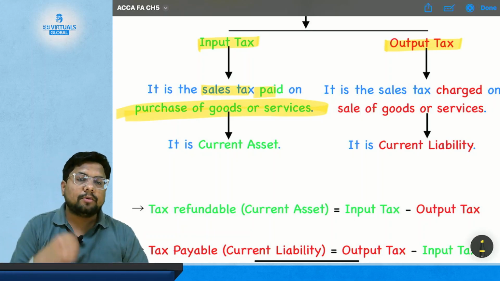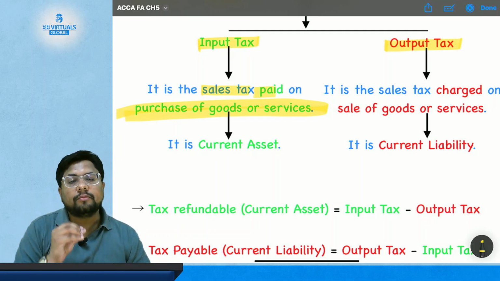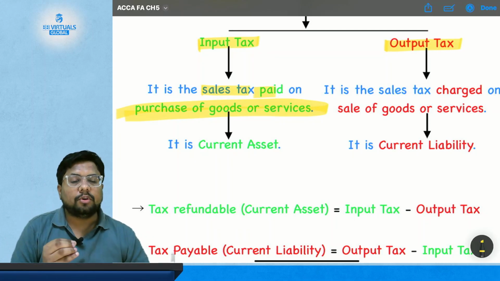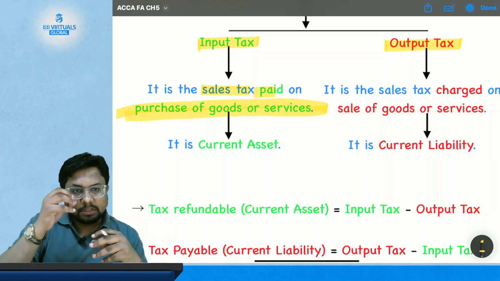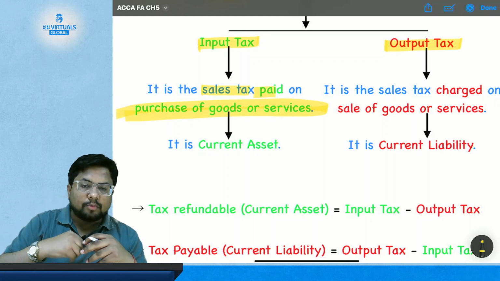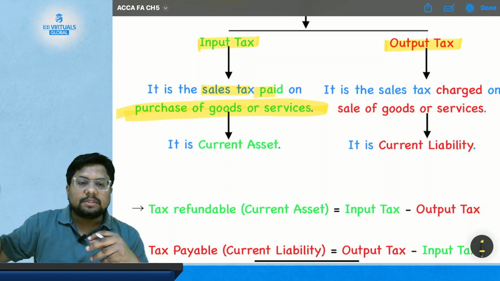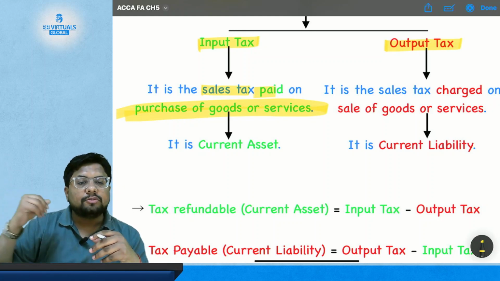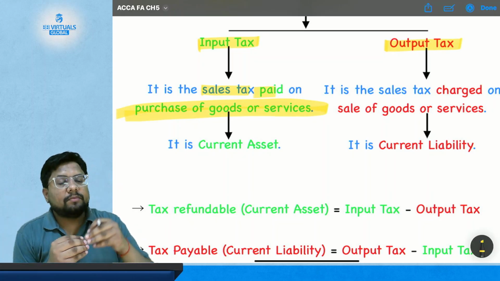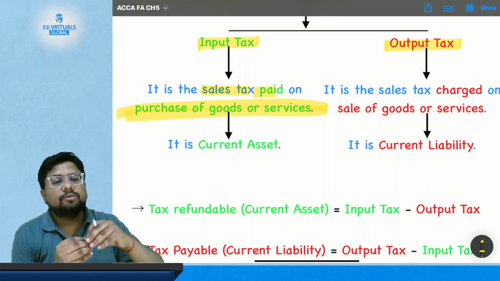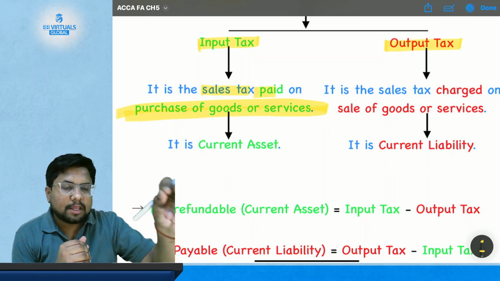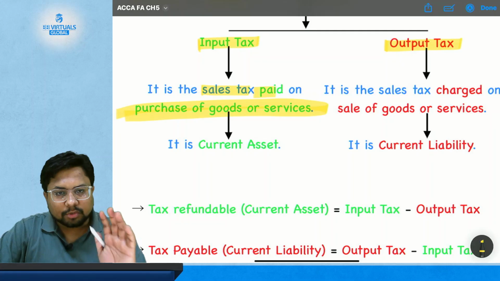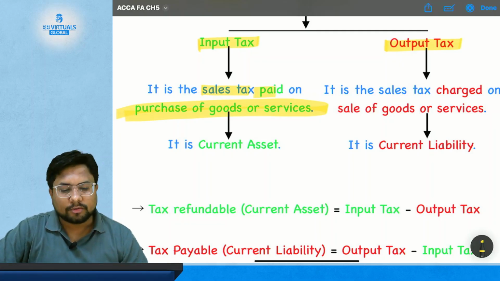Okay. So whenever you see, you have to look from the point of view of yourself. If you are purchasing the goods, it is input tax for you. If you are selling the goods, then it is output tax for you. If you are purchasing goods, it is input tax for you, and it will be sales tax for the supplier who is selling goods to you. In the same way, if you are selling goods to your customer, it will be output tax for you but input tax for him who is purchasing the goods. So you have to look from the point of view of yourself.